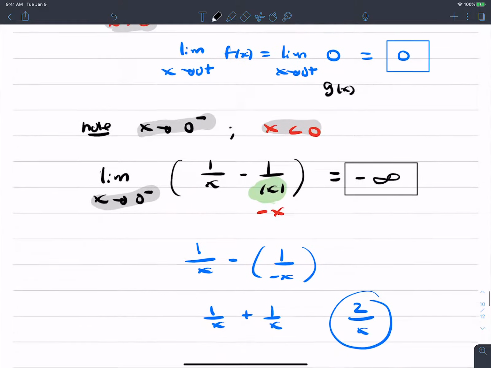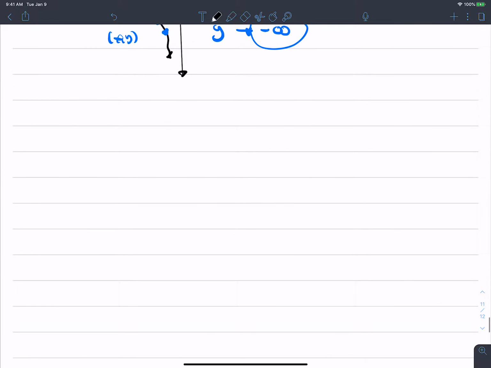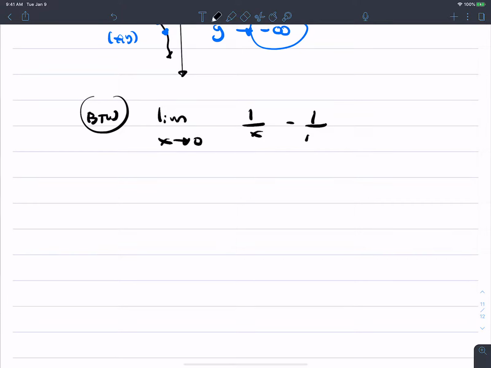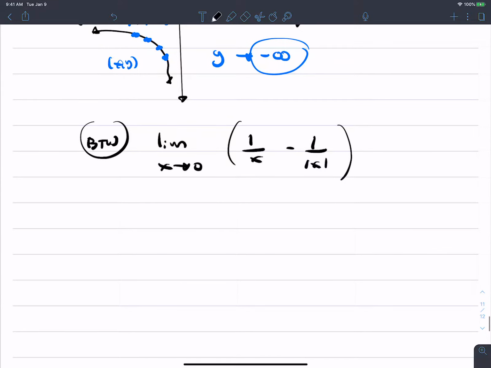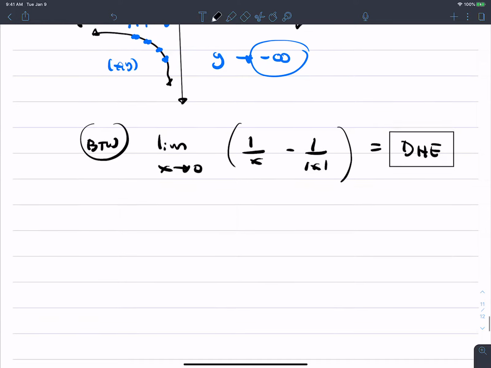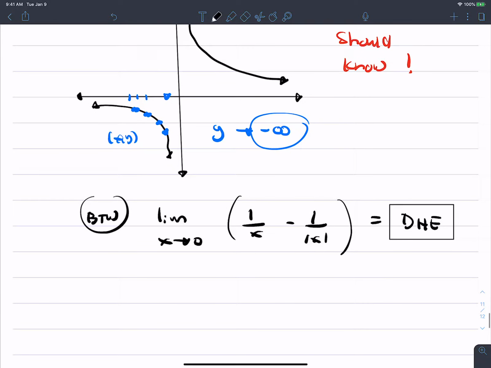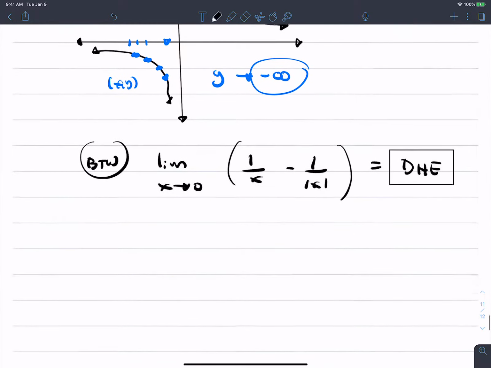And then here's another, by the way, just to see if you're awake here. They might say to you, by the way, here's an interesting question. What's the limit as x goes to 0 of 1 over x minus 1 over the absolute value of x? As you guys can probably know, this does not exist, simply because the left-handed limit does not equal the right-handed limit.